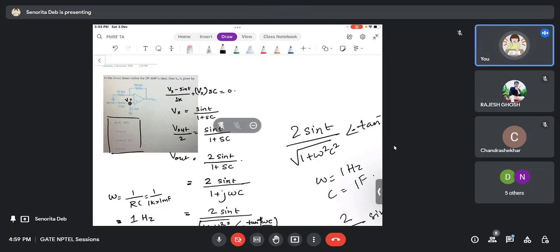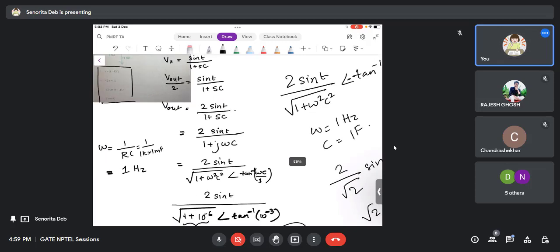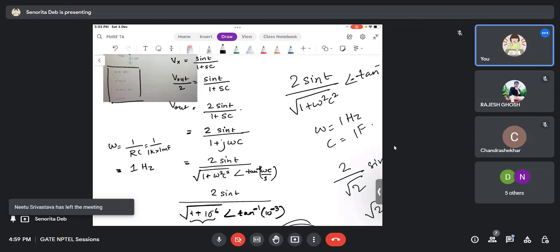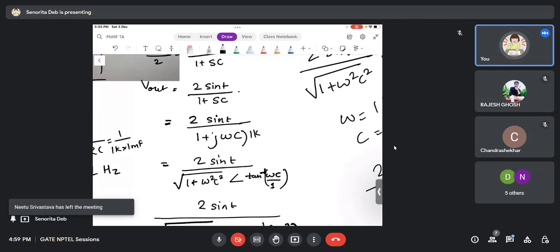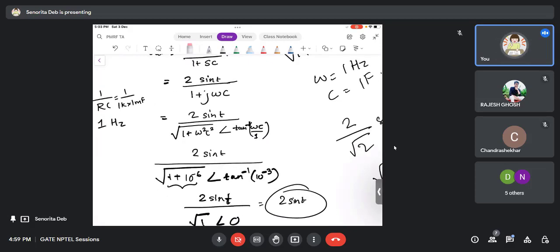One second, I think this question was solved wrong because I have left out the R value. So basically when I had calculated omega, I had taken R, but here the unit is 1 kilo ohm, right? So this C will get multiplied by 10 to the power minus 3 here. So this C will get multiplied.